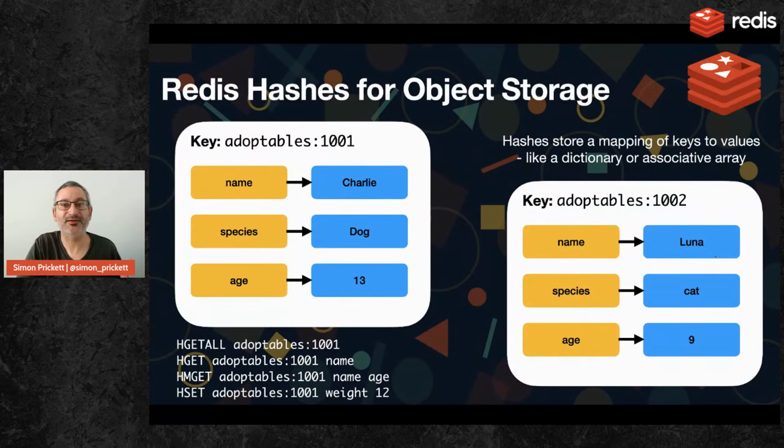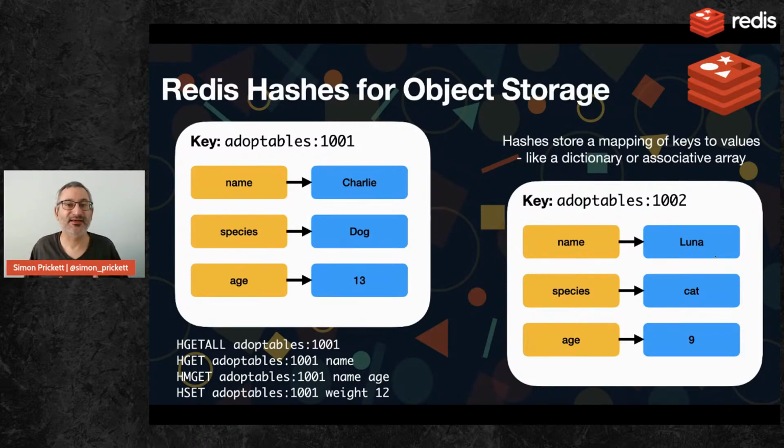It's something that gives us an associative array or a dictionary or an object-like thing if you program in JavaScript, and it associates names with values. So here I have my pets, and I've decided I want to store a name, a species, and an age, and I want to store each of those things in one Redis key. So a hash is perfect for that. So here I'm storing hash at adoptables:1001. So I'm keying off of the animal's ID. And then I'm storing the name, Charlie, species is a dog, age is 13.